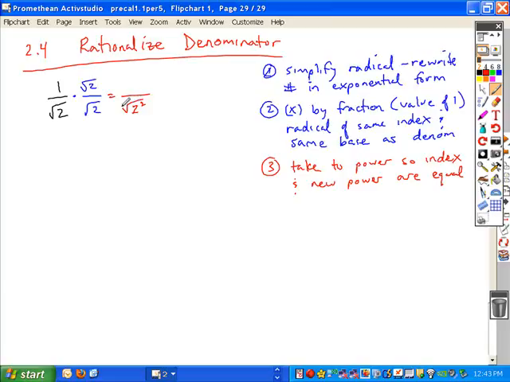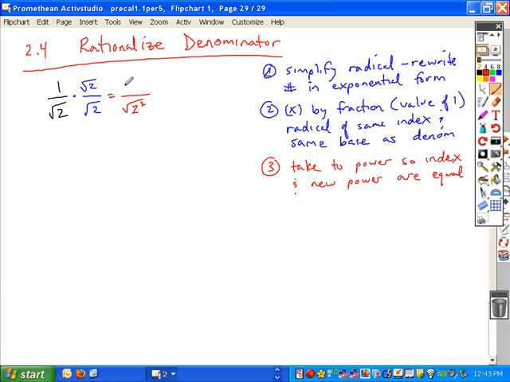Second, are the index and power the same? Are they equal in that step? Yeah, that's what I'm talking about again. With the square roots, it is just what it is. You don't have to think about that step. But for some of the other indices, you do have to think about it.